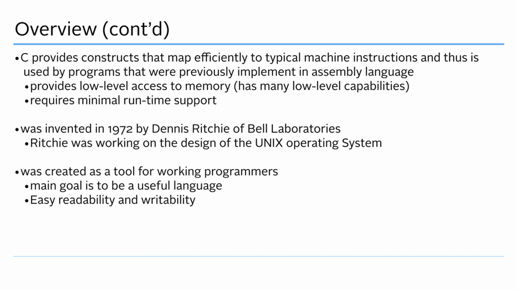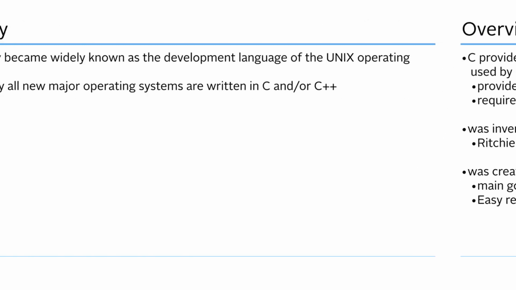It's reliable. It was created as a tool for working programmers. The main goal when designing the language was for it to be useful and for it to be easily readable and writable. I mentioned readability is basically looking at the program and being able to understand what's going on quickly. So it's not that complex. Writability is being able to write the code quickly and efficiently. If you were to write some code, you don't have to write 20 lines of code to add 2 numbers. You write 1 line of code. It's very easy to write. So readability and writability are important goals and important advantages of programming languages, and C easily meets this.